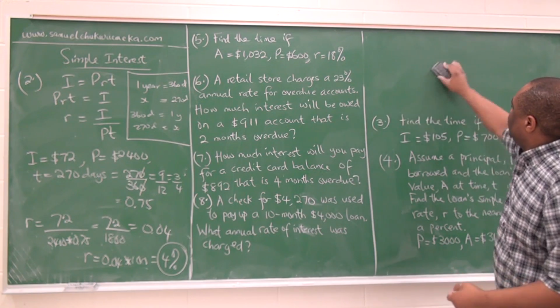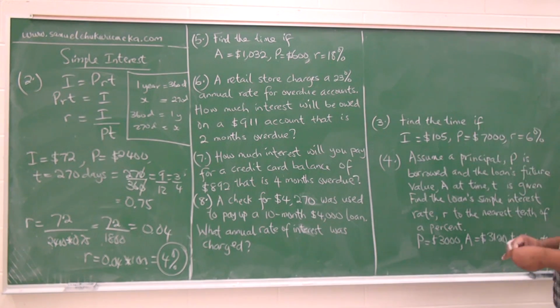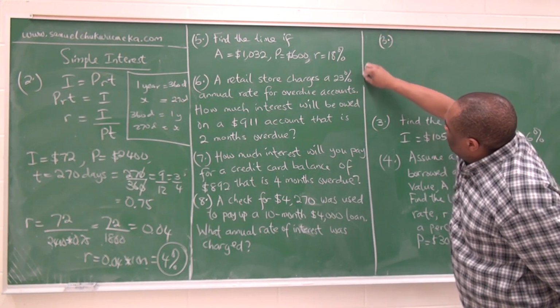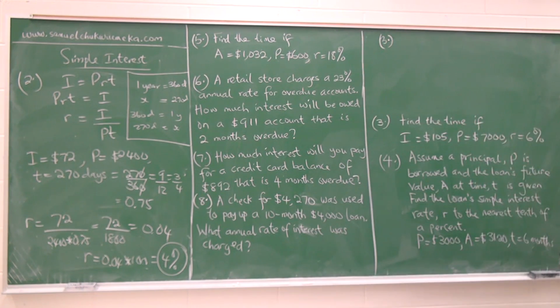Let's have some space here and then do 3. Find the time if I is $105, the principal sum is 7,000, and the rate is 6%.